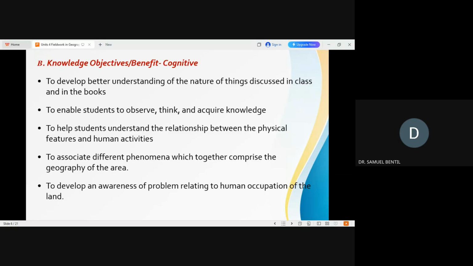In terms of that, it also helps them to associate different phenomena which together comprise the geography of the area. So when you take them to the field, that's why I'm saying that at times you don't even have to take them to far distance. Just look at your vicinity, your community, your environment. What are some of the geographical phenomena or features that are there? And at times you can even take them there to have a feel of the makeup of their area and some of the geographical phenomena and features.